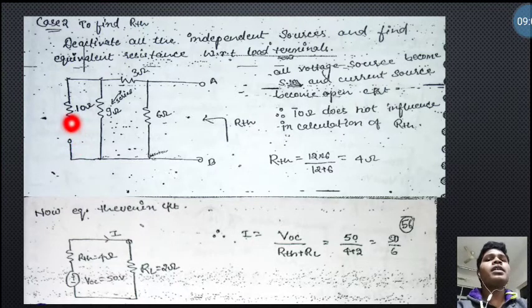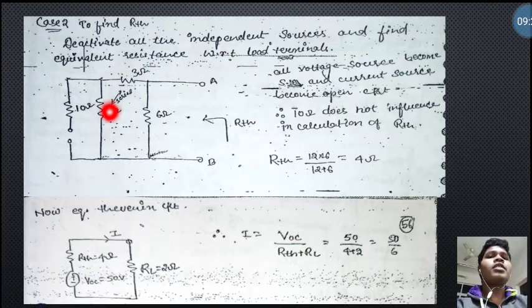After open circuiting, no current will flow through it, so the current will flow like this and like this. Here the 3 ohm and 9 ohm are in series, so they are added: 9 plus 3 is 12 ohm. Then the 12 ohm and 6 ohm are in parallel connection. Taking 12 and 6 ohm in parallel, you will get the Thevenin's resistance equal to 4 ohm.